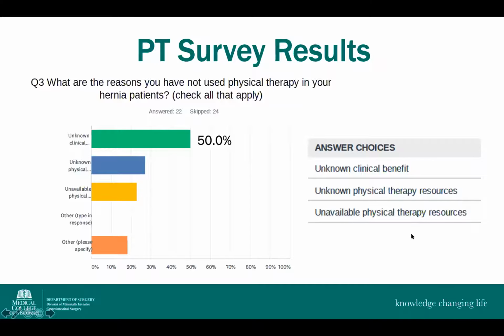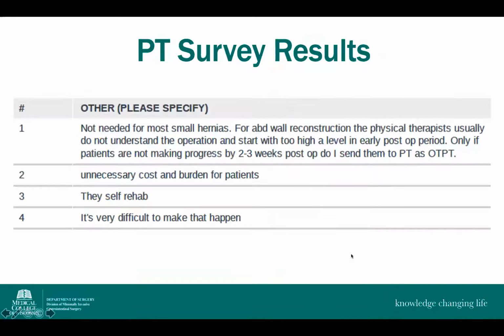So Winnie mentioned to you the collaboration that she has with physical therapy. So this was an interesting response as well, in that surgeons don't know of or do not have the available physical therapy resources they need. We also had other as an option, and so we wanted people to give us some more qualitative answers for why they're not using physical therapy in their hernia patients.